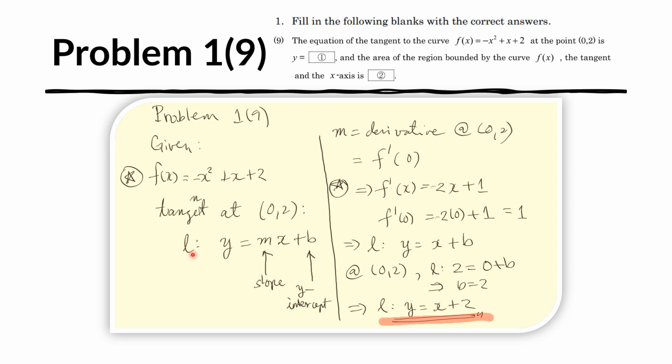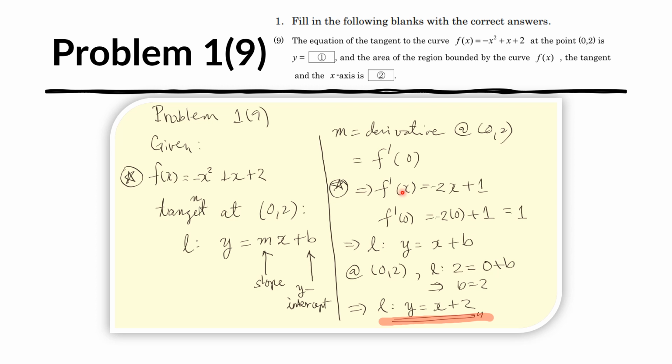In general, any line can be expressed in the form y equals mx plus b, where m is the slope of the line and b the y-intercept of the line. Now, to find the slope, we can also use the derivative of f of x. The slope of the line at 0, 2 is the derivative of f of x at 0, 2. So that is f prime of 0. So let us find the derivative of f of x.